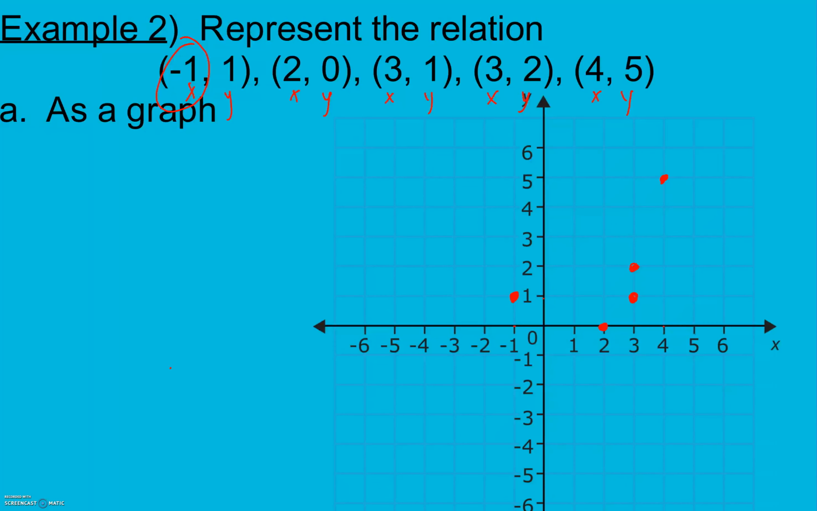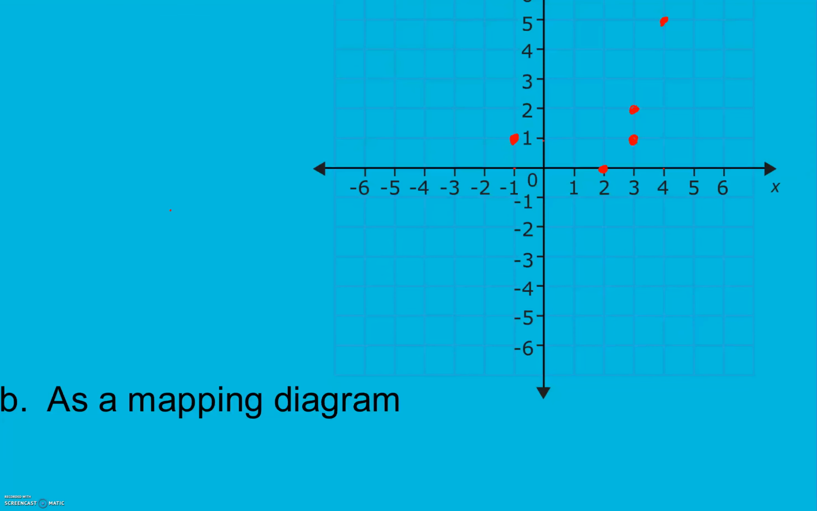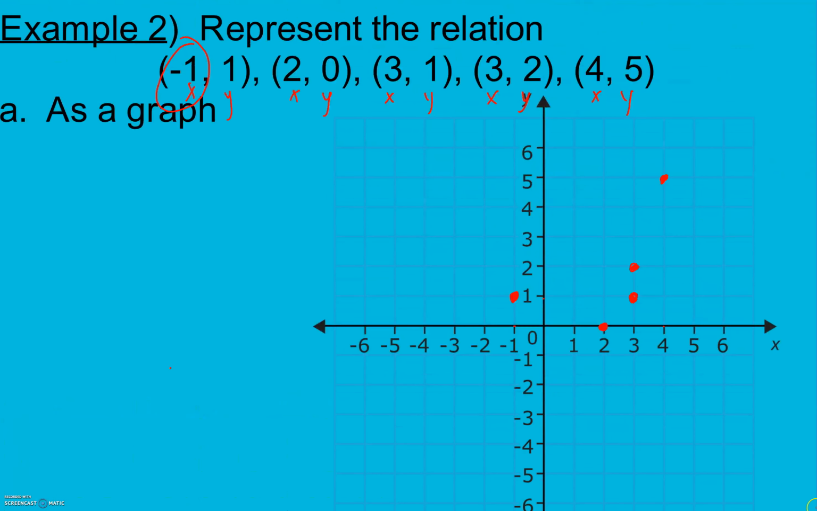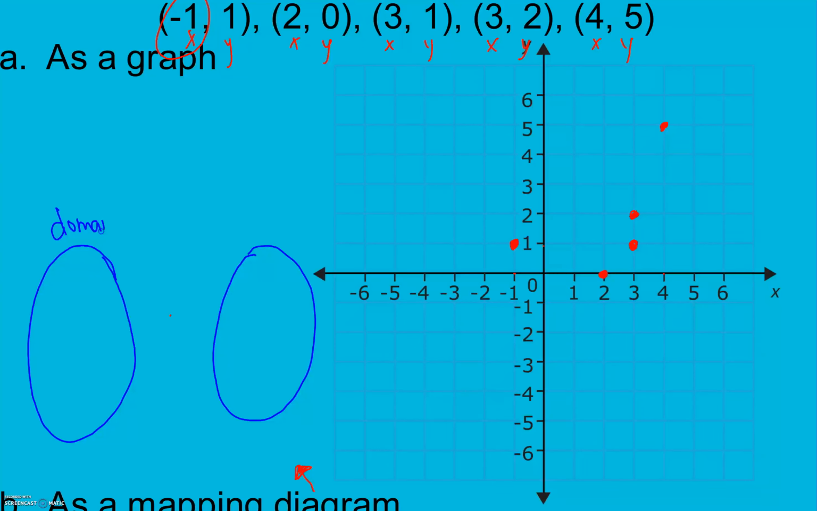So there I represented it as a graph. Now I'm going to represent it as a mapping diagram. And a mapping diagram I'm going to do up here just because I can see my values then. So with a mapping diagram, we're going to draw two ovals. I'm going to label them domain and range. I'm going to then fill my values.